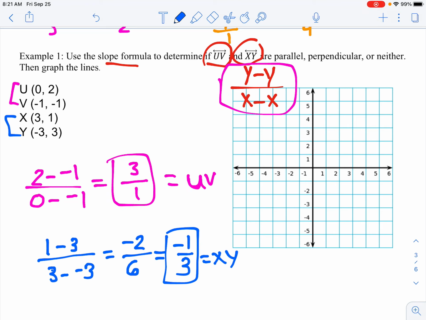Now, last thing I'm going to do is compare the slopes. First, I'm going to ask myself, are they exactly the same? If they are, they're parallel. Well, 3 over 1 and negative 1 over 3 is not exactly the same, so they are not parallel. The second thing I'm going to check is, did it flip and switch? So if my first one was 3 over 1, did it flip and switch to negative 1 over 3? Well, yes, it did. It's opposite reciprocal. So if it's opposite reciprocal, we call it perpendicular.